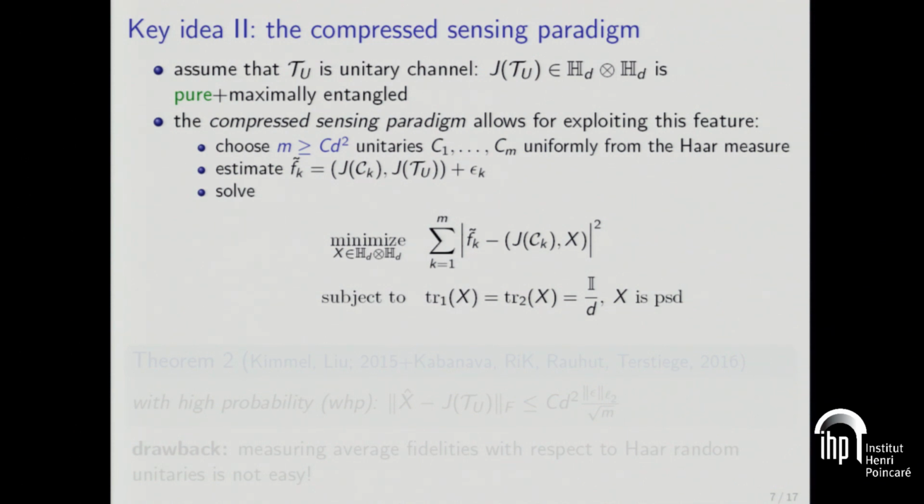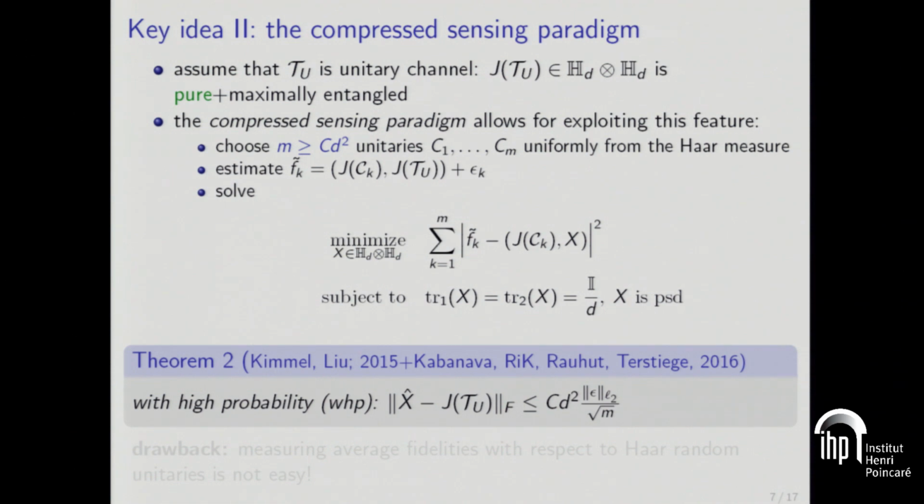Because we know that the Choi matrix of a unitary gate has to have these properties. And voila, this actually works. And Shelby Kimmel and Yikai Liu, one of the collaborators on this project, actually could show that this procedure works with high probability if the unitaries C1 to Cm are chosen uniformly from the Haar measure, as random as possible. This is always good for complex tensing, makes your life easier.